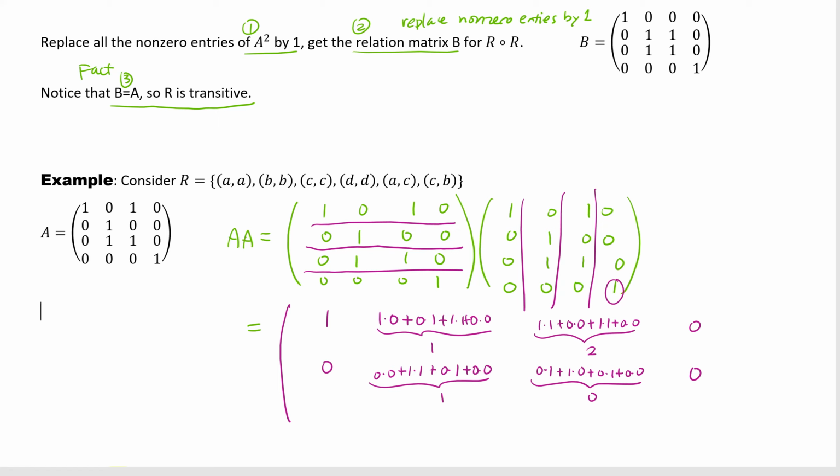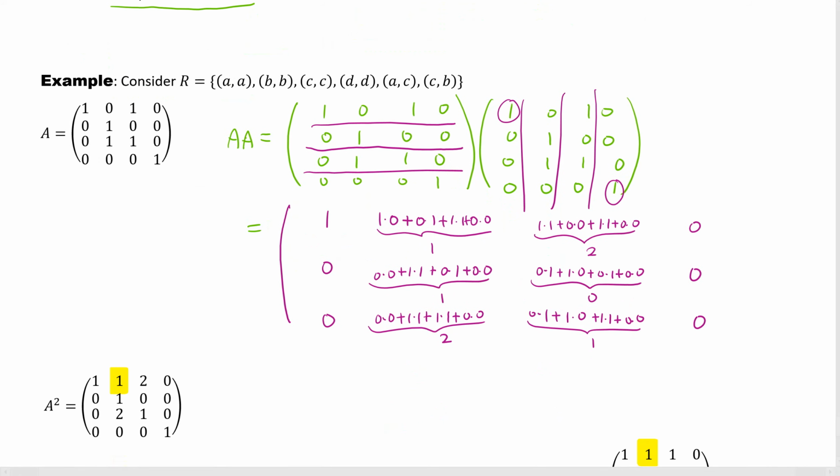Then the third row times each column. 1 times 0 is 0, and then 0 times 0, 1 times 1, 1 times 1, 0 times 0. This gives us 2. And then 0 times 1, 1 times 0, 1 times 1, 0 times 0. So this gives us 1. And last one, because this is 0, 0 times 1 is 0.